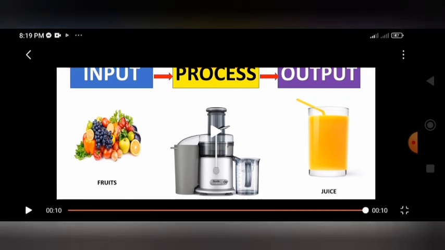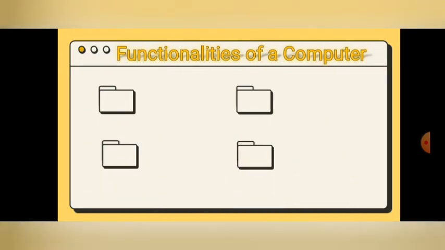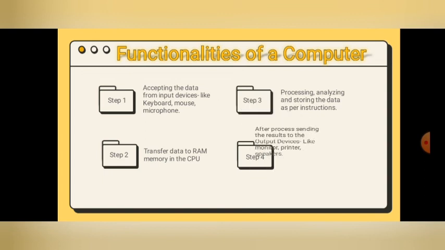In simple words, the working of a computer, mainly the input devices accept and transfer the data to the CPU. After that, the data is handled and processed by the CPU and stored in the memory of the computer, and we get the output result of our instruction through output devices.